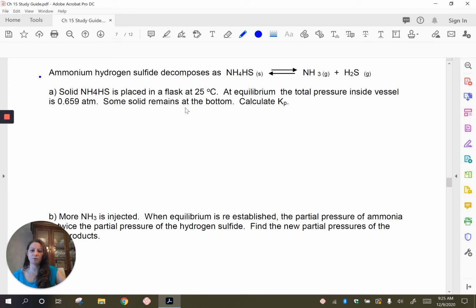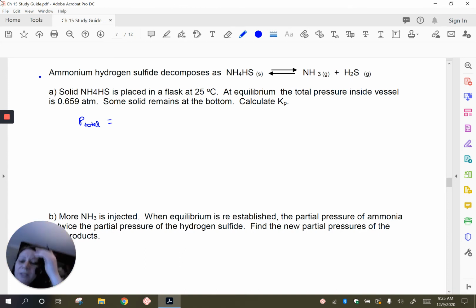Some solid remains at the bottom, which makes sense because if you have equilibrium, you're always going to have some reactants left over and some products, of course, formed. We want to calculate Kp. So let's think about what we know here. Well, we're given the reaction, of course. We're also given the total pressure. So we know that P total is given to us as 0.659.